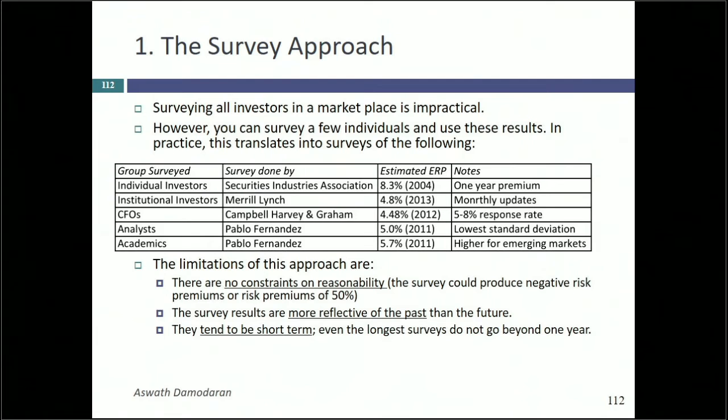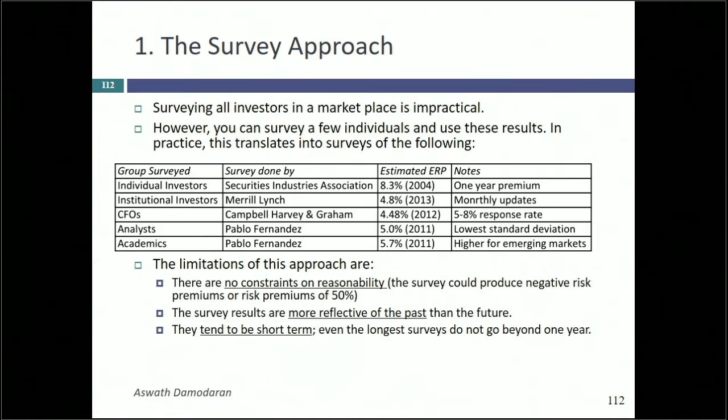So these numbers are updated. But what Merrill Lynch is discovering is these numbers are reflections of history. So if stocks have done well in the previous year, portfolio managers seem to expect high returns. If they do badly, they expect low returns. So you're getting a signal of what stocks have done recently.